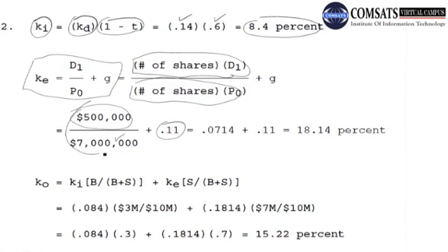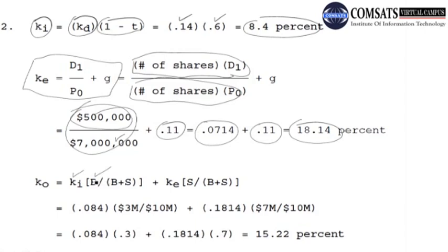By solving this part, we get 0.0174 plus 0.11, and we get a return equal to 18.14%. Then we calculate the weighted average cost of capital, or K naught. It is equal to the after tax required rate of return, that is KI, into the proportion of the bond in the total capital structure, that is B over B plus S, as we calculated in the previous slide.